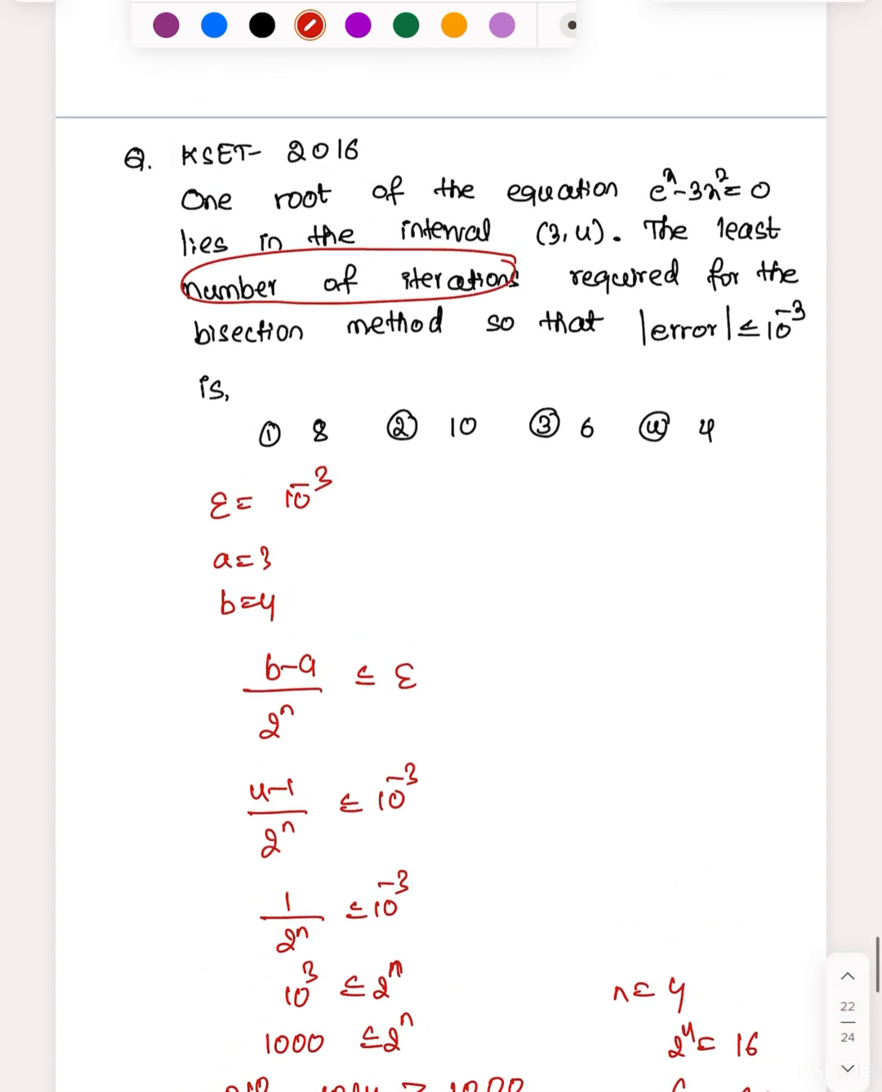Therefore the least number of iterations required for the bisection method so that error is less than or equal to 10 power minus 3 is 10. Therefore option 2 is correct.